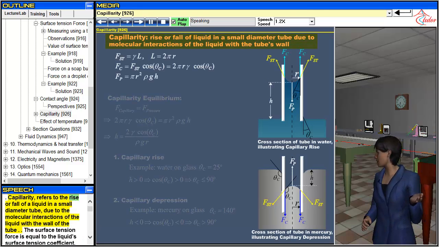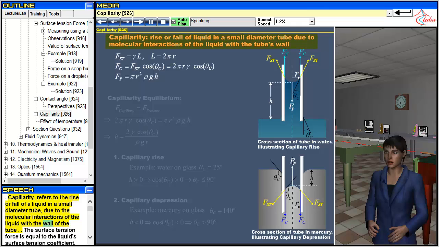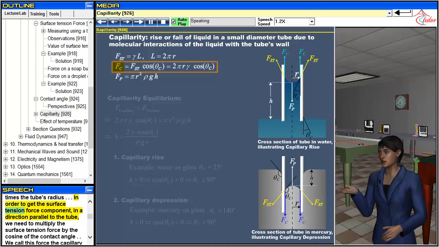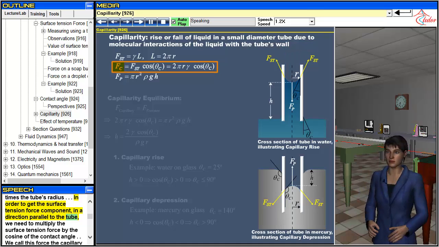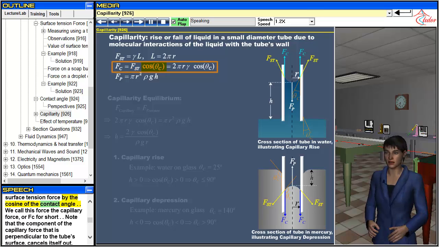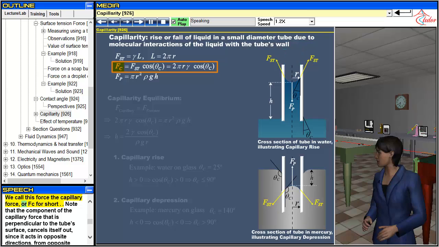Capillarity refers to the rise or fall of a liquid in a small diameter tube, due to the molecular interactions of the liquid with the wall of the tube. The surface tension force is equal to the liquid's surface tension coefficient, gamma, times the tube's circumference, which is 2 pi times the tube's radius. In order to get the surface tension force component in a direction parallel to the tube, we need to multiply the surface tension force by the cosine of the contact angle. We call this force the capillary force, or Fc for short.